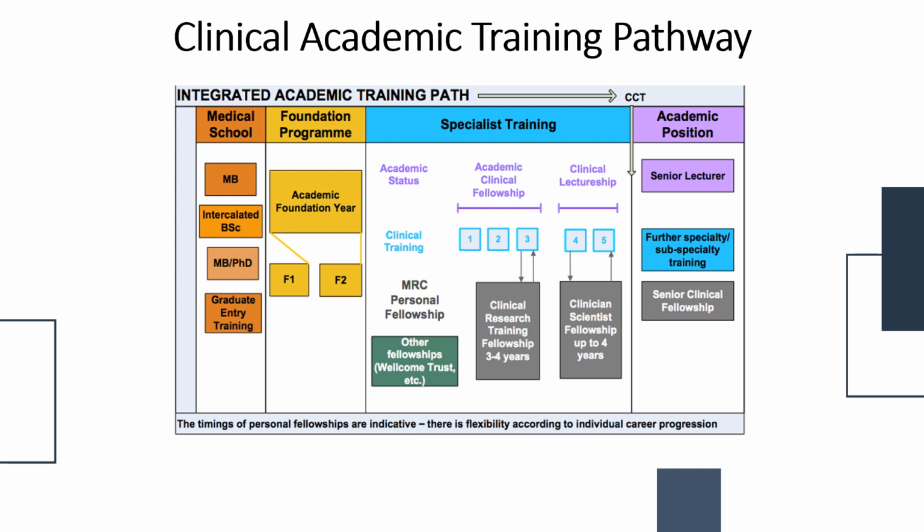And then after CCT, you're then looking to progress your academic career to become a senior lecturer or a senior clinical fellow, usually with an academic position at a university. So there's lots of different ways to get involved. You don't have to have been involved from the start at medical school. You can enter into research in your specialist training. It's all about the sort of individual circumstances and what you would like to do.